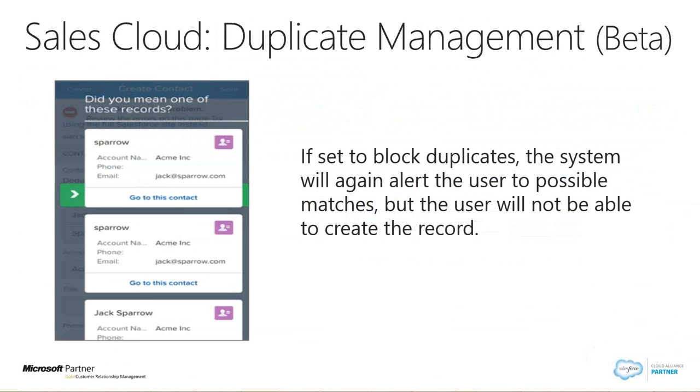And last but not least, you're able to set duplicates to block. What this means is when a user puts in a potential duplicate based on the logic that you have set, it's going to say, here are some potential matches, and allow them to select one. The thing it's going to prohibit is that it's not going to allow them to create the new record.